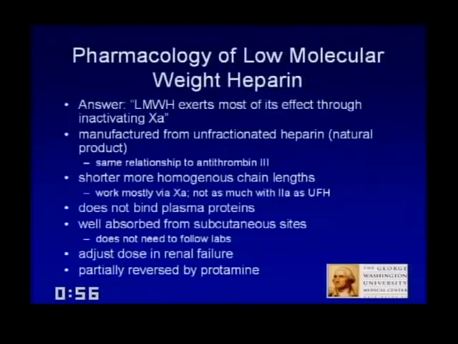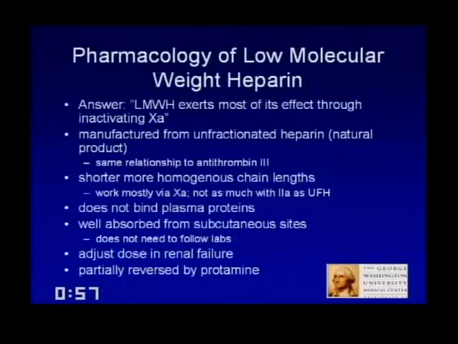Low molecular weight heparin works indirectly by increasing the activity of antithrombin 3. However, because the chain lengths are shorter, it does not bind as much to activated thrombin as does unfractionated heparin. It works mostly through factor 10A, which is further proximal in that coagulation cascade. Because factor 10A is a multiplier effect, it's very effective by inhibiting coagulation at that level. It works just as effectively as unfractionated heparin, which works at factors 9A, 10A, and 2A. So that's where it works.